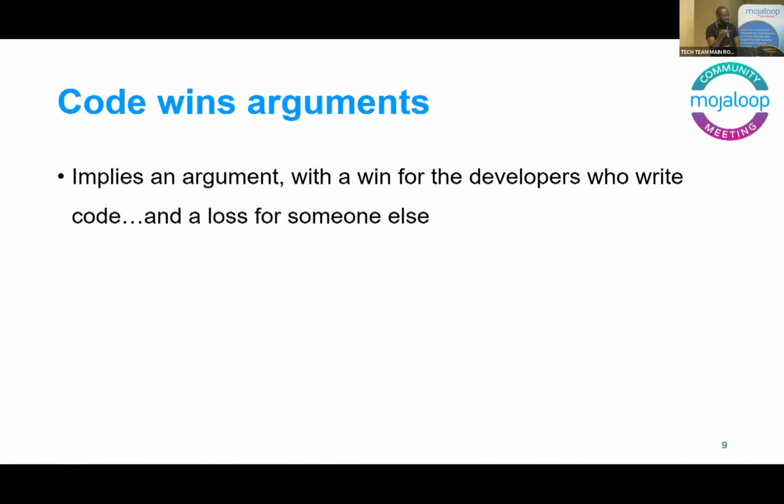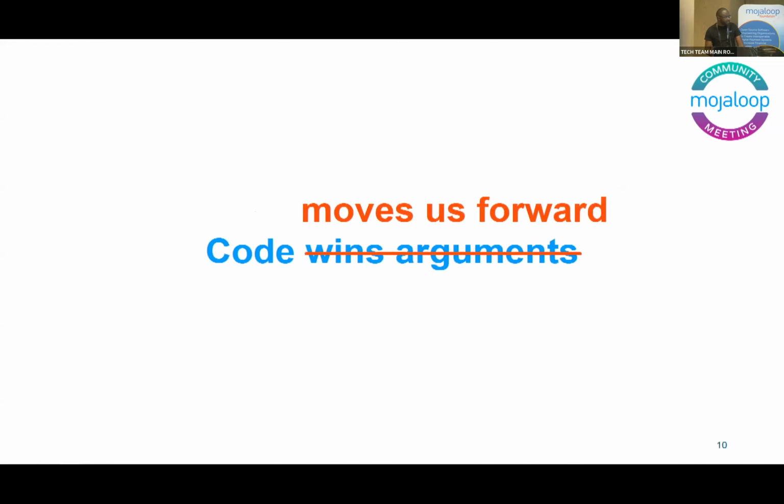Now, the problem with this statement, code wins arguments, is that it implies an argument, and it also means there's a win for developers who write code and a loss for somebody else. I've spent quite a bit of time observing how our community engages and how they come to decision making. And I've decided it's not a good thing that one party wins and the other one loses. So I've scoured around the internet and spent sleepless nights on this topic. And I think a better statement to create a win-win situation for everyone is not code wins arguments, but code moves us forward.